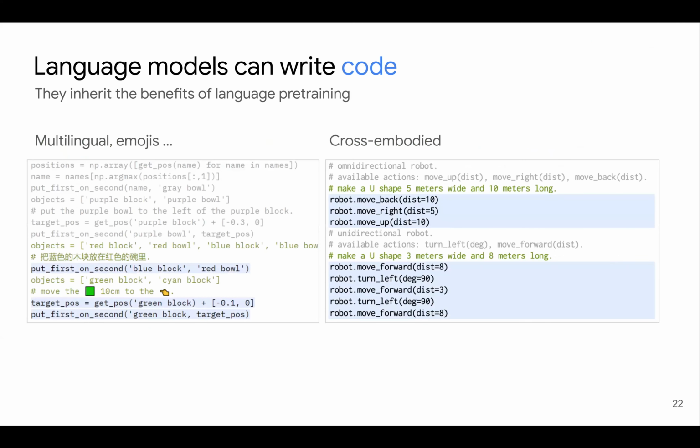It can also understand different languages. It can understand emojis. It can understand different embodiments based purely on the prompting. So essentially, just tell it the actions that are available. In this case, move up, down, right, back versus turn left and move forward. And it can extrapolate that there's probably other things available to then take this task and turn it into actual code, which is pretty much trivial now to execute onto the robot.